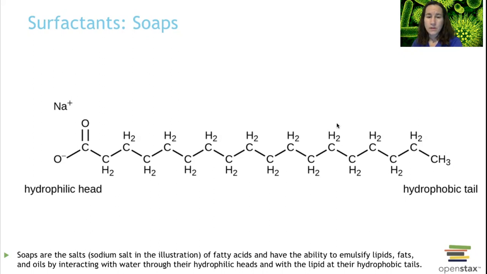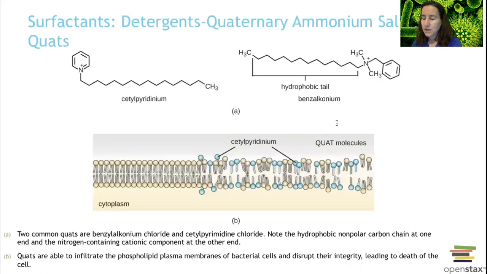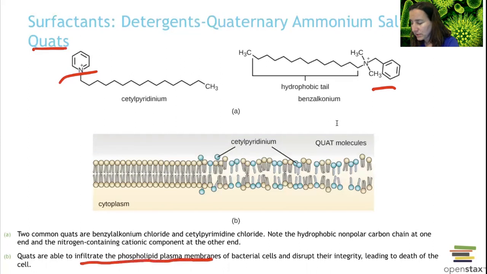Another group in here, yes, the quats, quaternary ammonium salts. These guys have these little rings at the end. In our phospholipid bilayer, the heads are hydrophilic and they love water, so they're on the outside, and the tails are hydrophobic and they're tucked on the inside. They don't like the water. The way quats are structured, they will bust up the membranes of the cells.